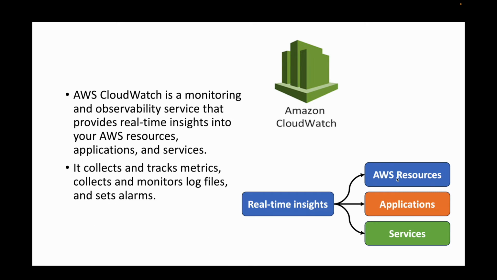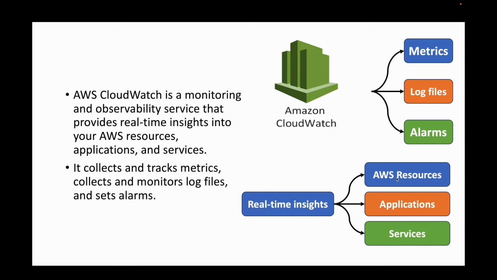This service helps us to collect different metrics. It helps us to capture the logs of the applications that you're running. It also helps us to set up alarms which can be used to monitor a particular metric and then take some action if the threshold is breached. So that's basically what your CloudWatch service is. It helps you to monitor your resources on the AWS platform.